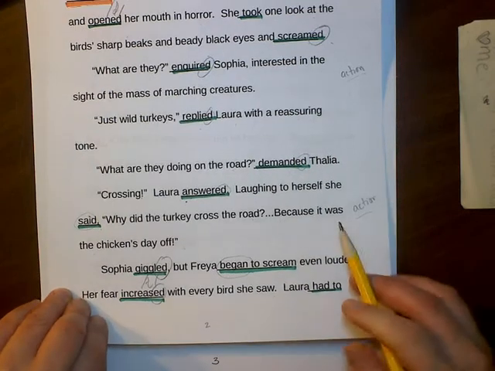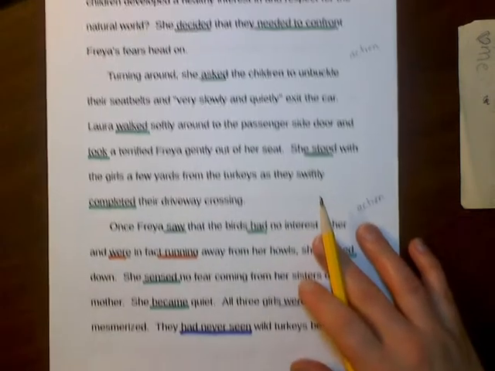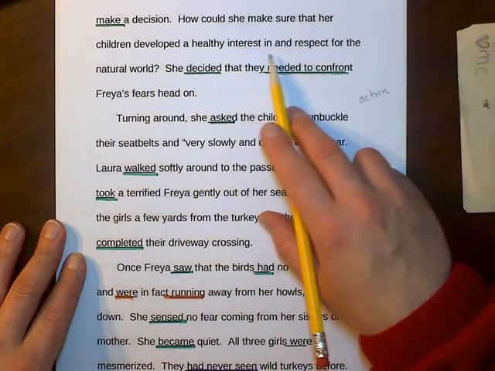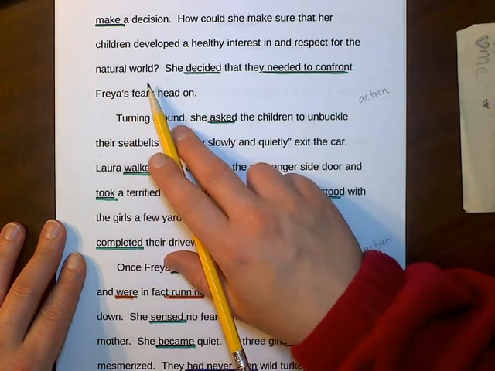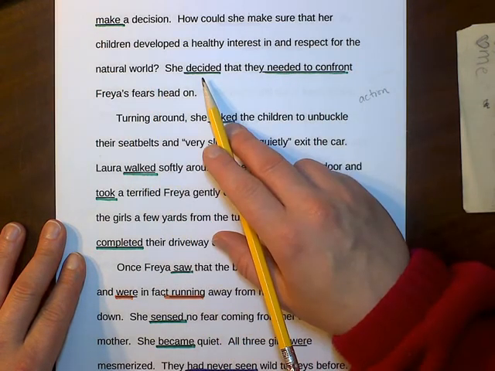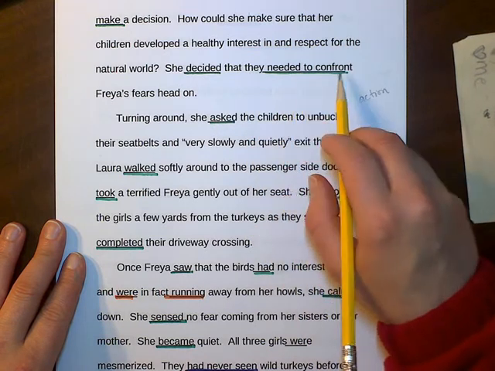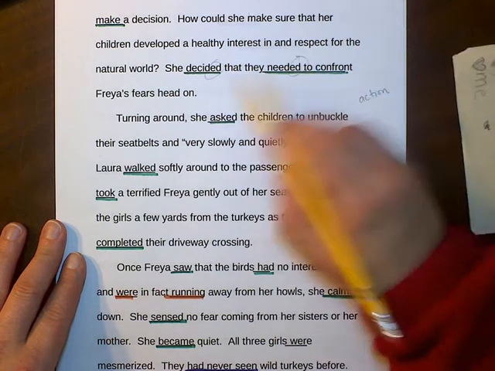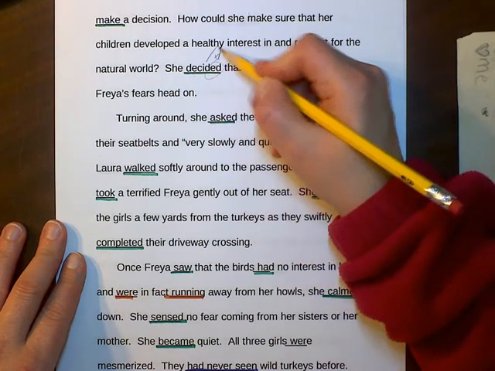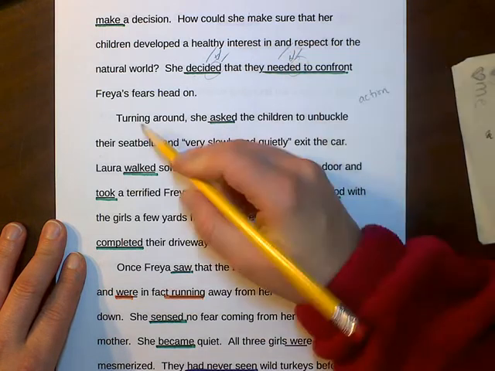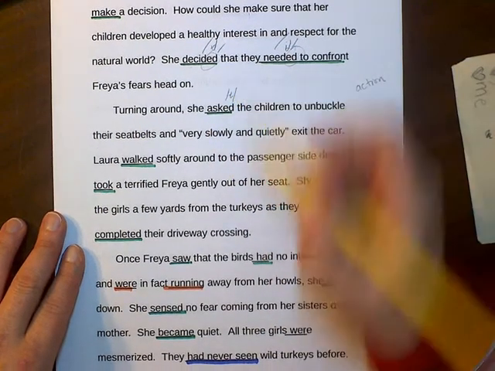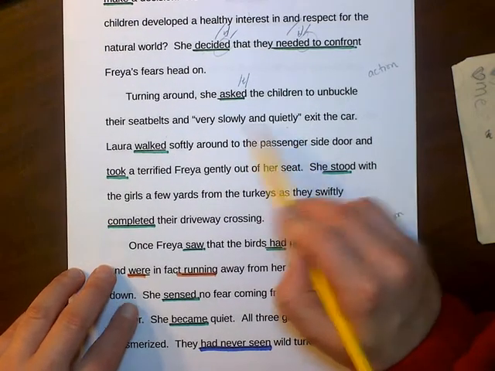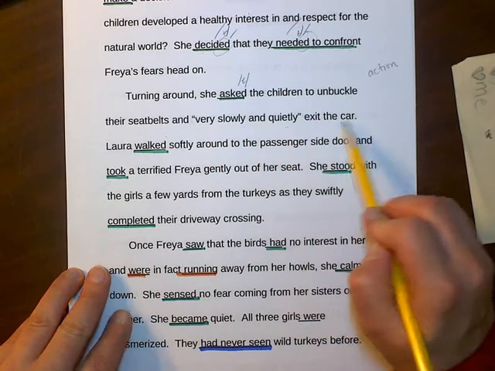Laura had to, these are all simple past, Laura had to make a decision. How could she make sure that her children developed a healthy interest in and respect for the natural world? She decided that they needed to confront Freya's fears head on. So simple past, decided and needed. Turning around, she asked the children to unbuckle their seatbelts and very slowly and quietly, so those are my words in quotations, exit the car.